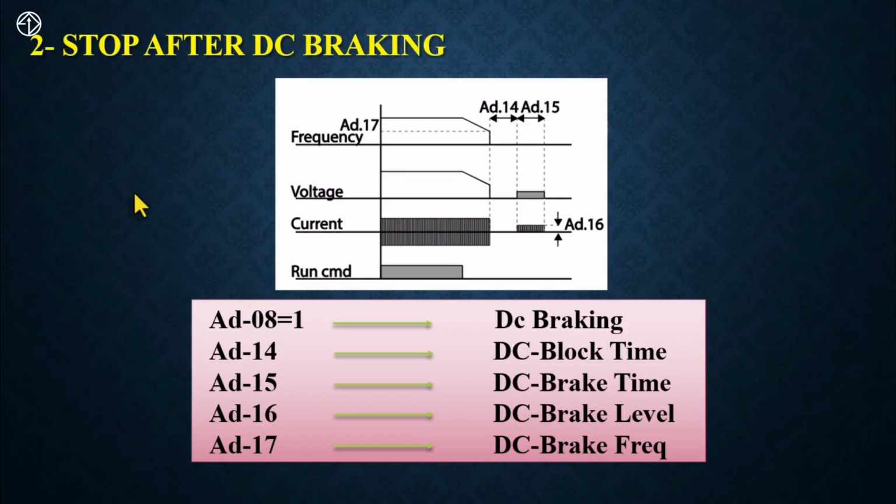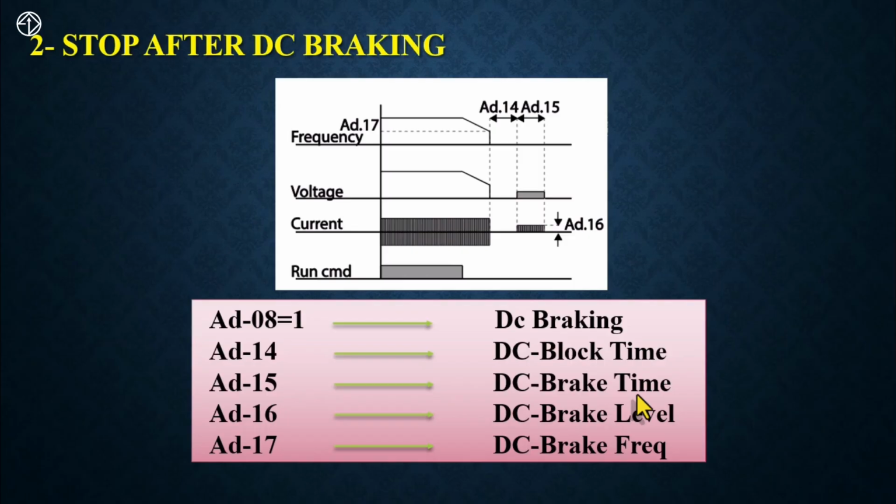For our stop mode to be via direct current braking, we need to set parameter AD08 to 1 so that it uses direct current braking. The next parameter is AD14, which is the time before injecting the direct current. We usually set this to 0. AD15 is the direct current brake time, which specifies how many seconds the inverter should inject direct current into the motor windings. You set this duration in AD15.